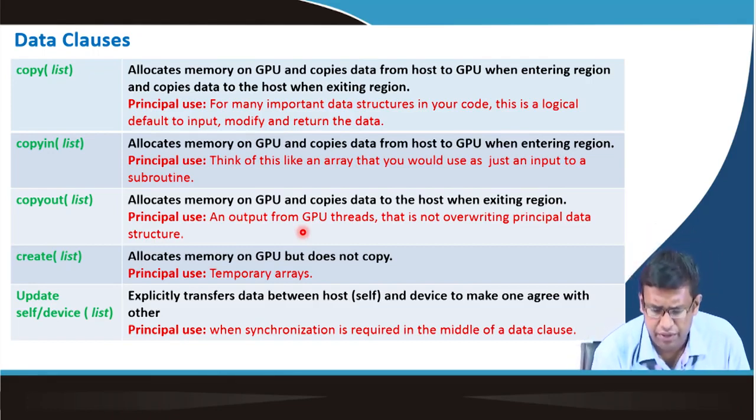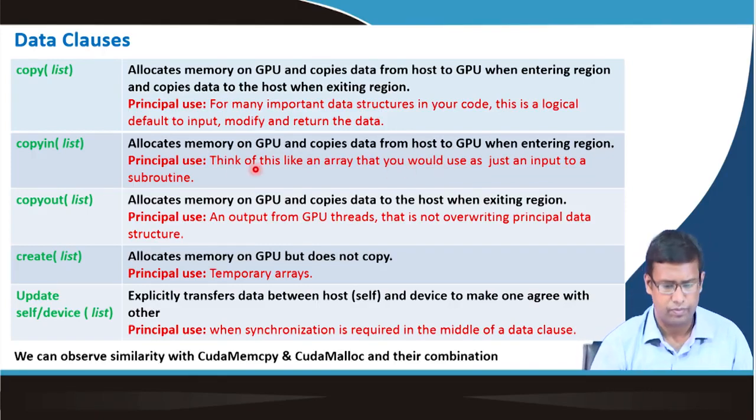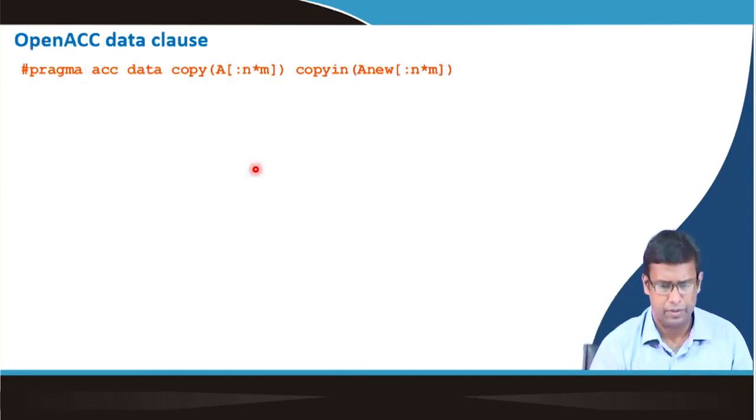And they have their utility for some of the examples. For synchronization, you need update. If you need to use an input from the CPU, you need copyin, and so on. We can observe they have similarity with CUDA memcpy and CUDA malloc.